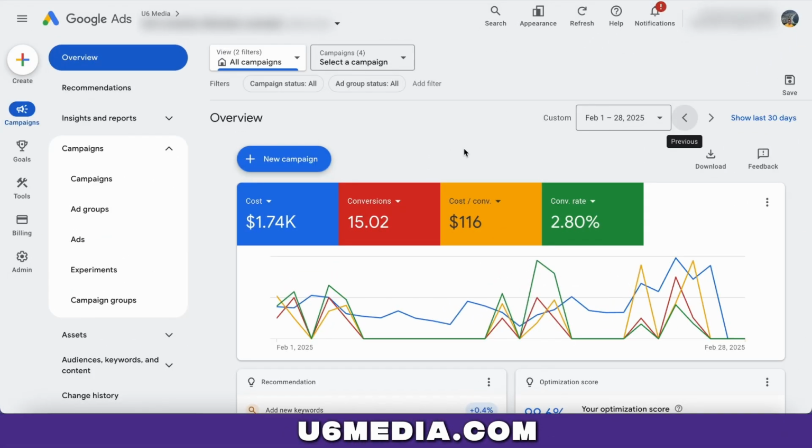Last thing I want to show you guys is the results that this client was getting prior to working with us. Now, they came to us in February. And when I first took a look at their account, I was shocked. So they spent $1,700 here in February. And some months prior to February were about $2,000, even closer to $3,000. So here, $1,700, they generated 15 leads. Cost per lead was $116, which is insane, with a conversion rate of 2.8%.